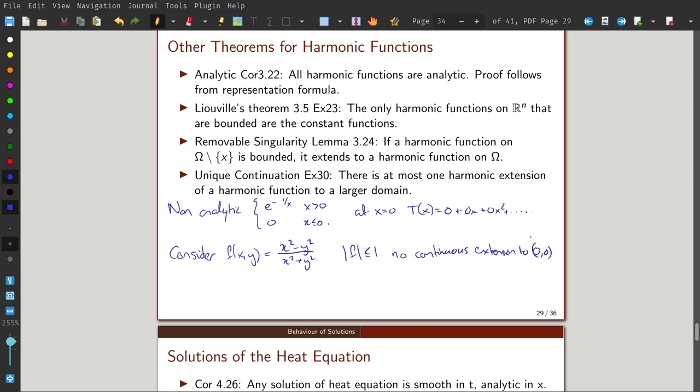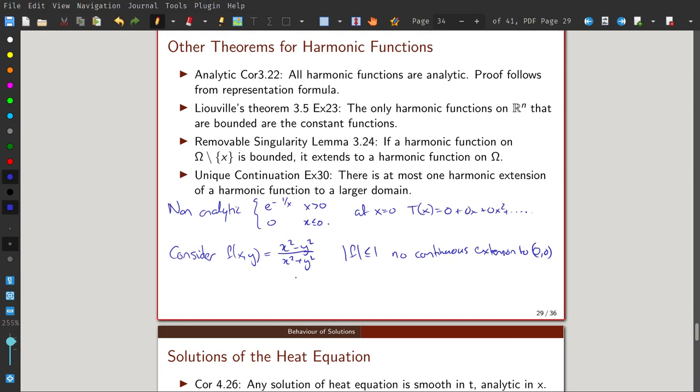Likewise, or not likewise, completely the opposite. If you have a harmonic function on some small ball, except for 1 point, and it's harmonic and bounded in that neighborhood of that point, then not only can you extend the function to a continuous function, but it is a harmonic function. That is, it obeys Laplace's equation at that point as well, and therefore on the whole domain. So it can't have any singularities or holes that sort of look like this one.